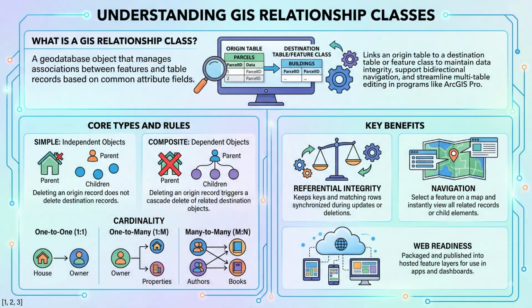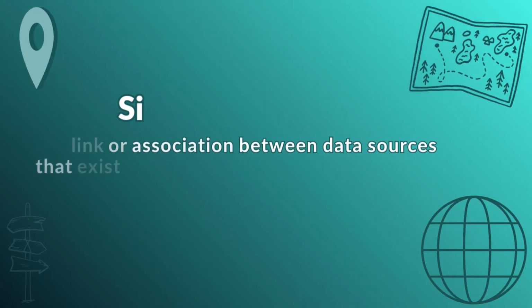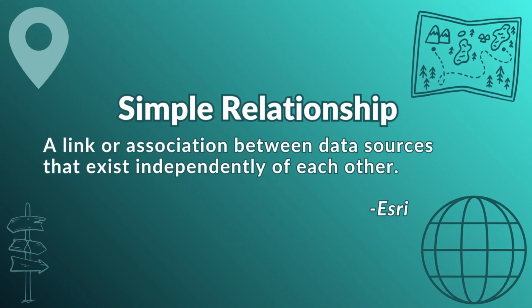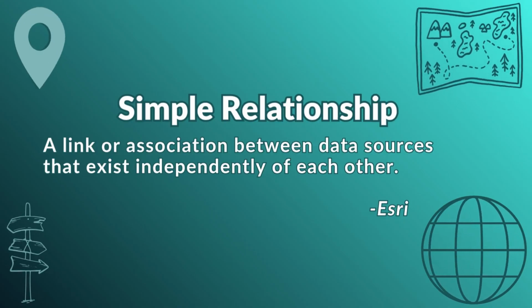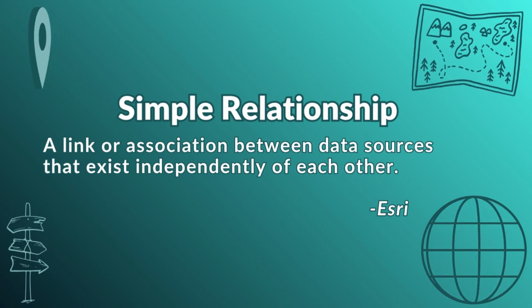Like what? Well, the most critical distinction you need to understand, and this is definitely on the exam, is how it handles the life cycle of the data. We categorize these as simple relationships versus composite relationships. Okay, let's look at the mechanics of a simple relationship first. This is where the destination object maintains its own independent existence, even if the origin object is completely destroyed.